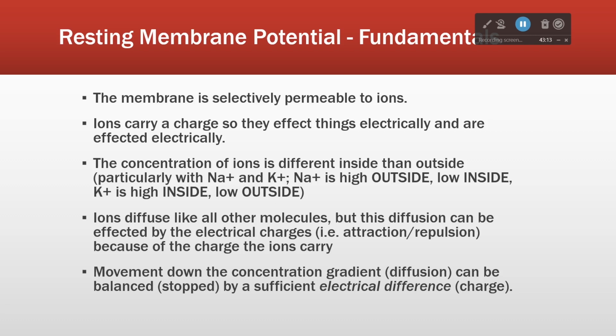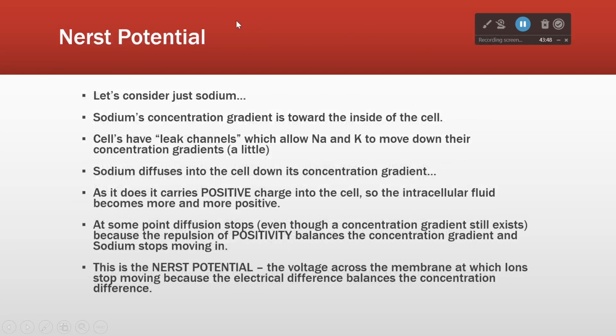So we can have this kind of balancing act where diffusion forces are countered by electrical forces. So attraction and repulsion can affect diffusion because we have molecules trying to move by their concentration, but are also being affected by the charge that's around. So movement down the concentration gradient can be balanced or stopped by a sufficient electrical gradient, or an electrical difference, or a charge difference. Okay, so we developed this idea called the Nernst potential.